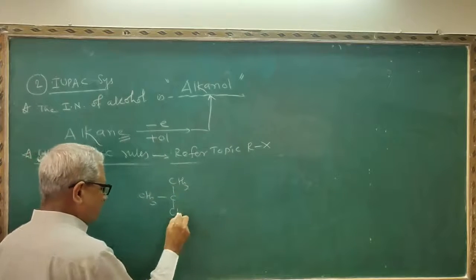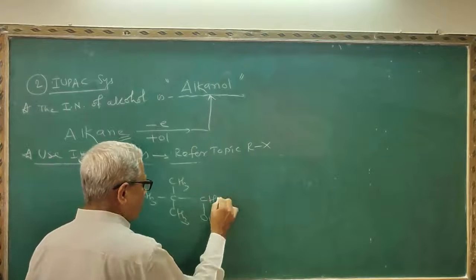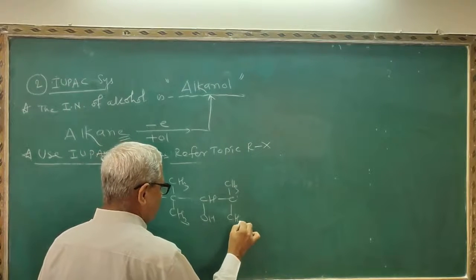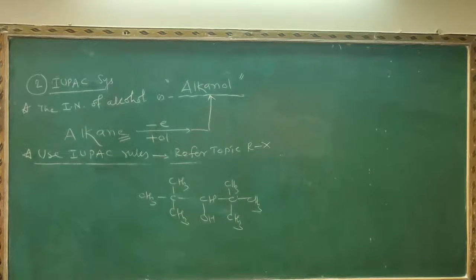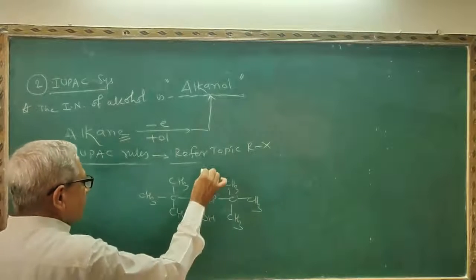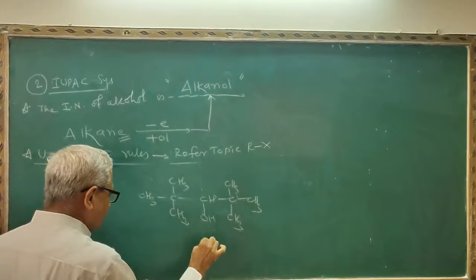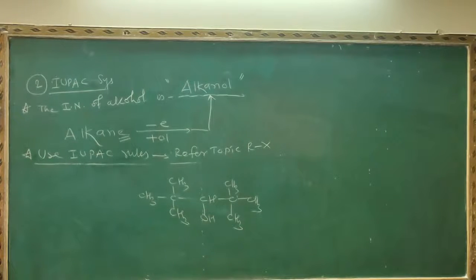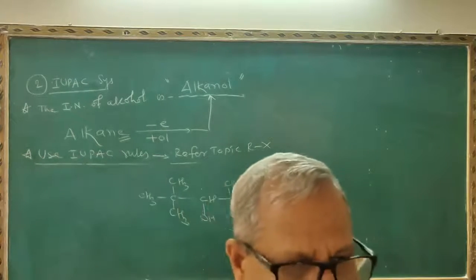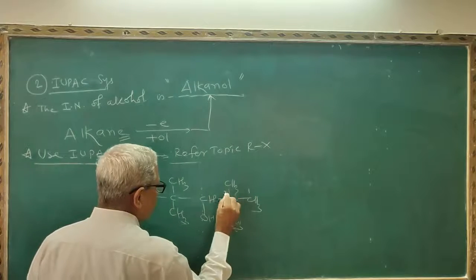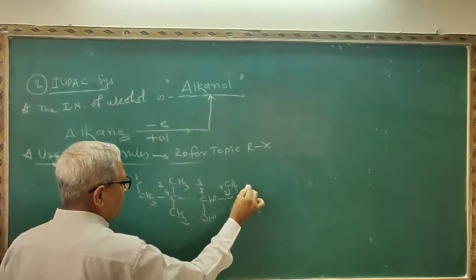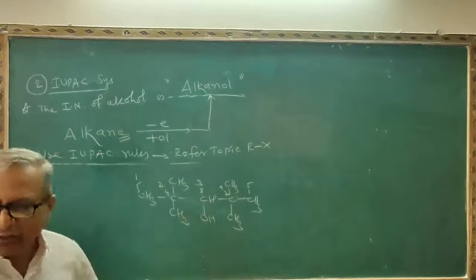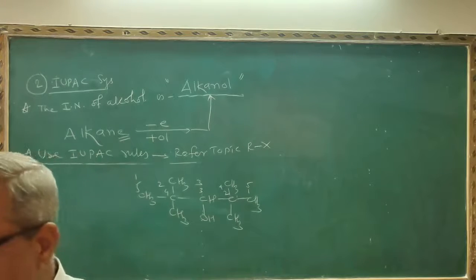CH3, CH3, CH3, CHOH, CH3, CH3, CH3. The longest chain contains how many carbon atoms? 5. When you observe the molecule very carefully, see the dotted line. The molecule is symmetrical. It is divided into 2 equal parts. Therefore, you can do the numbering from both sides, left hand side or right hand side. See here, 1, 2, 3, 4, 5. Again see here, 1, 2, 3, 4, 5. Again 3, 3.